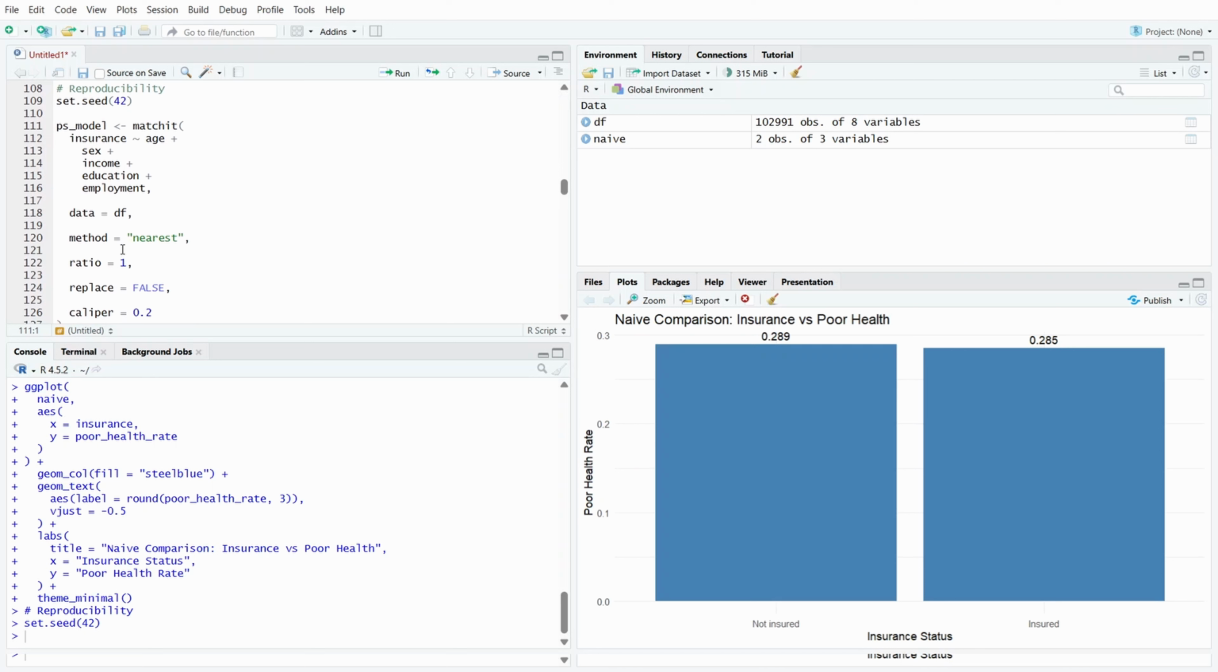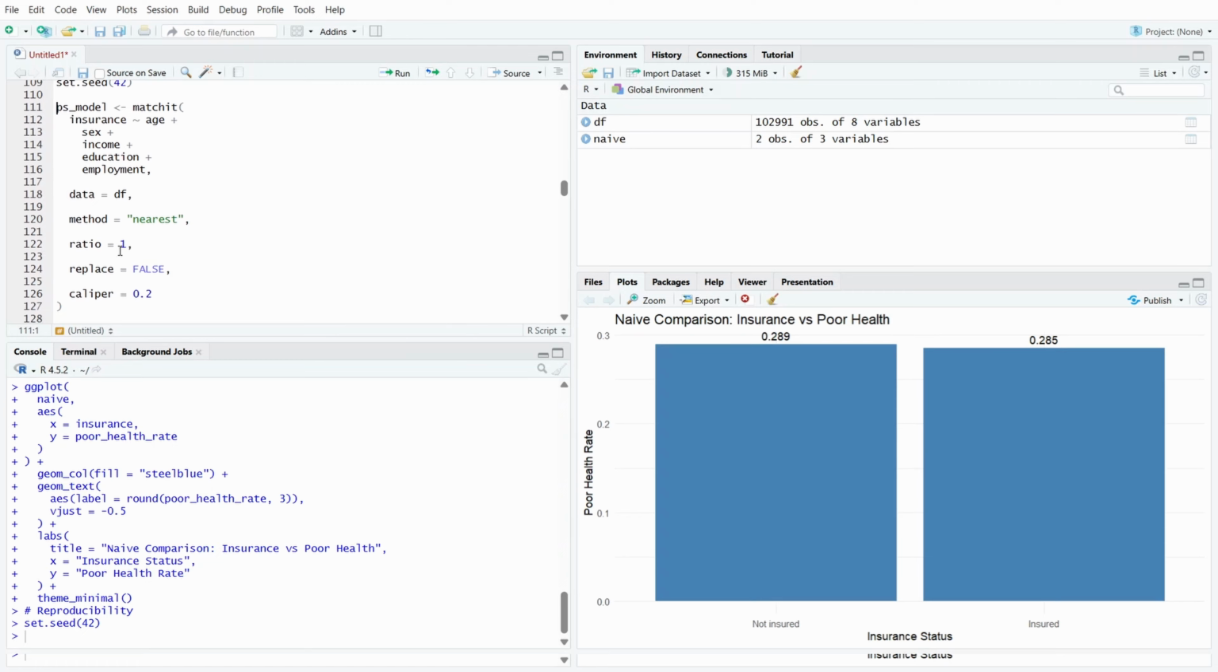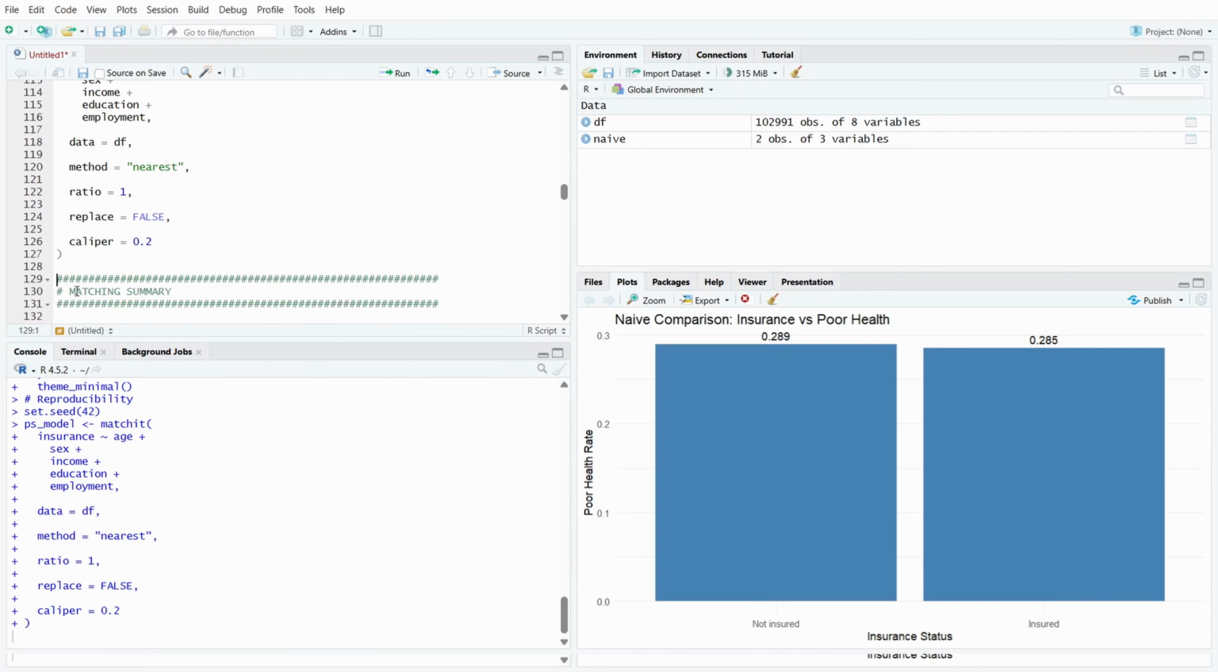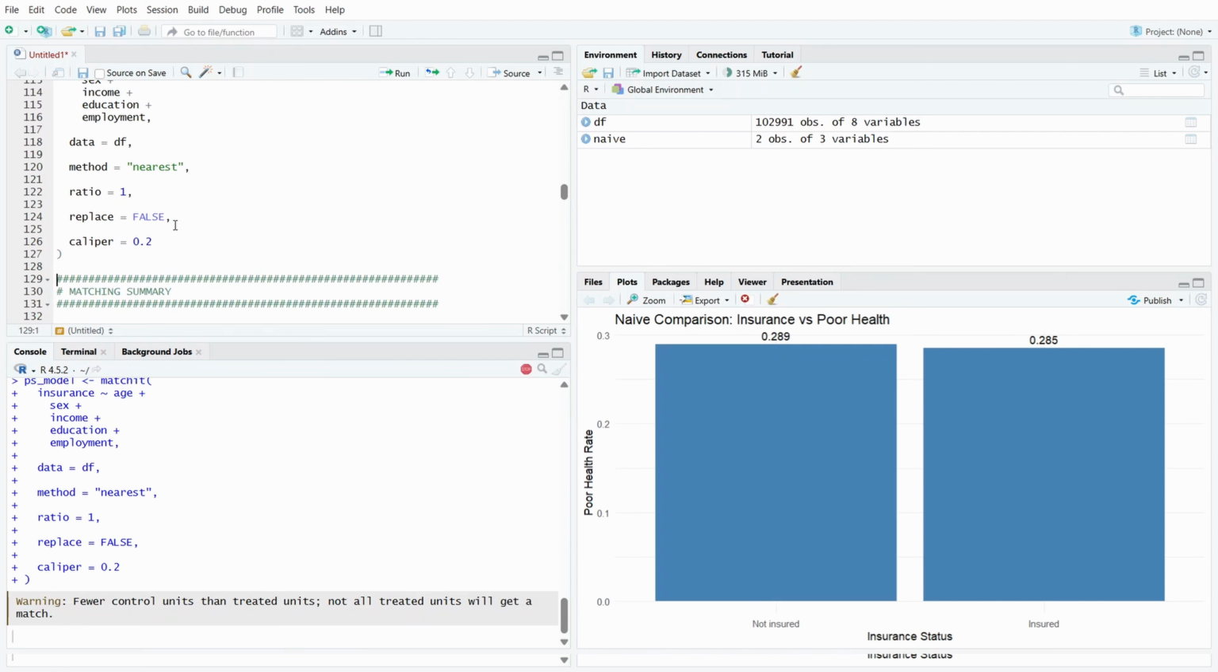Next, we perform nearest neighbor matching. This method pairs each insured respondent with the uninsured respondent who has the closest propensity score. We specify 1-to-1 matching using a ratio of 1. We also disable replacement, meaning each uninsured respondent can only be matched once. In addition, we apply a caliper of 0.2. The caliper restricts matches to respondents with sufficiently similar propensity scores and helps prevent poor quality matches.